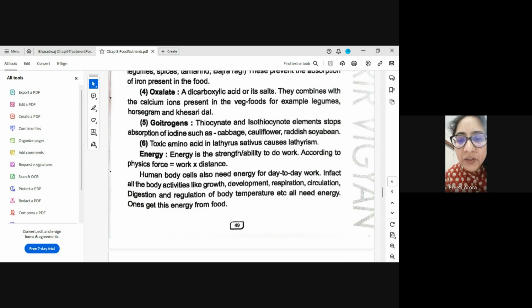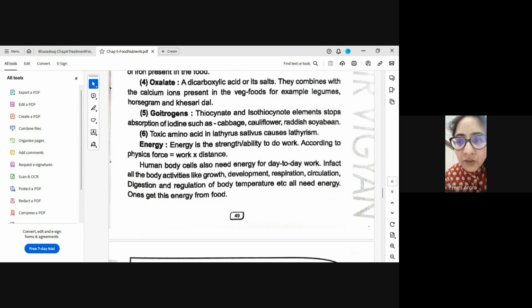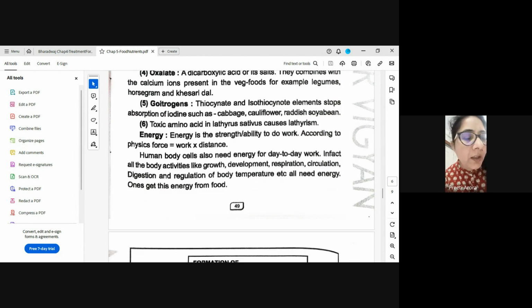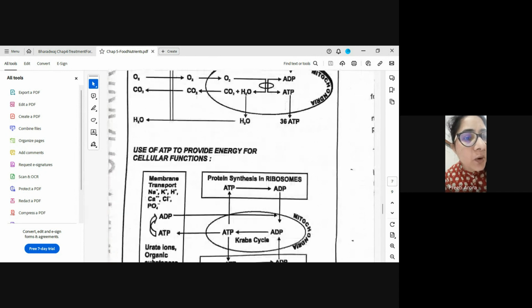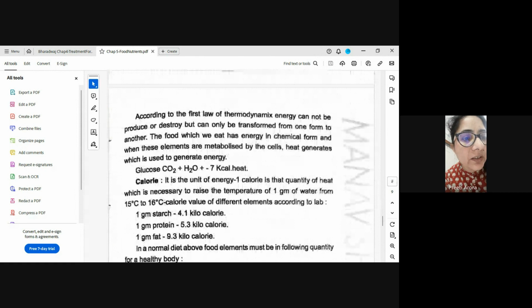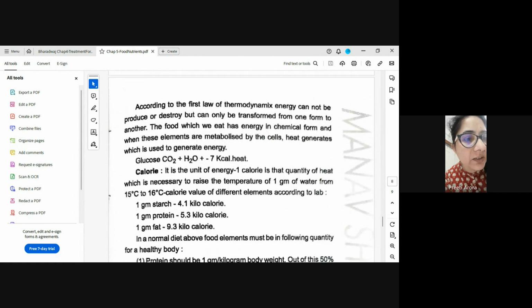Now, this energy is measured in calories. Calorie is a unit of energy. We already know that. It is not a new concept. Only today we are going to learn the scientific definition of calorie. In the book, this is a very beautiful definition. This is the most apt way to describe calories. Calorie is a unit of energy, and it is that quantity of heat which is necessary to raise the temperature of 1 gram of water from 15 degrees Celsius to 16 degrees Celsius.